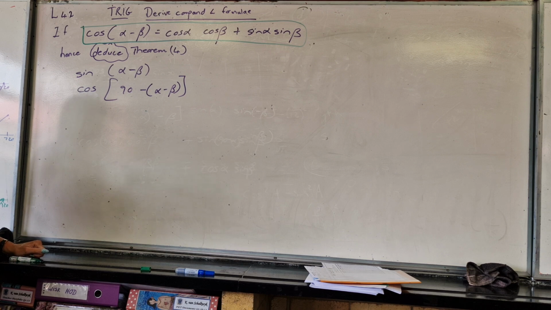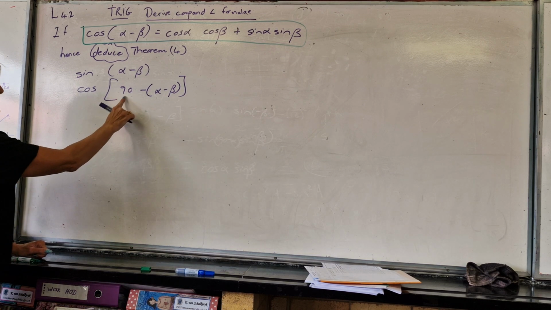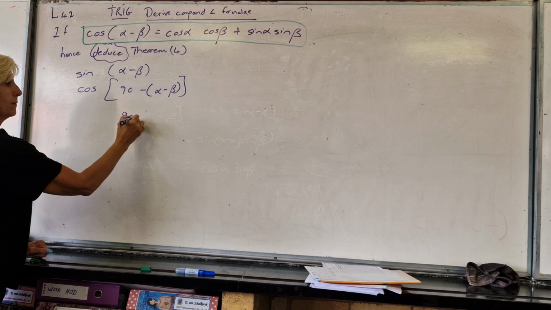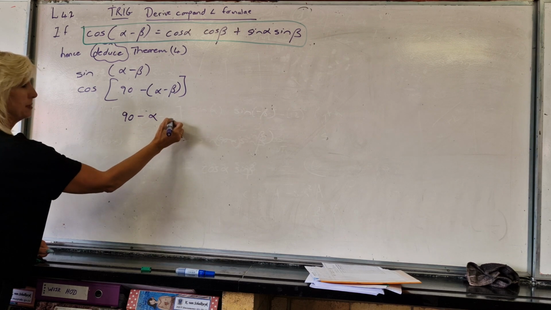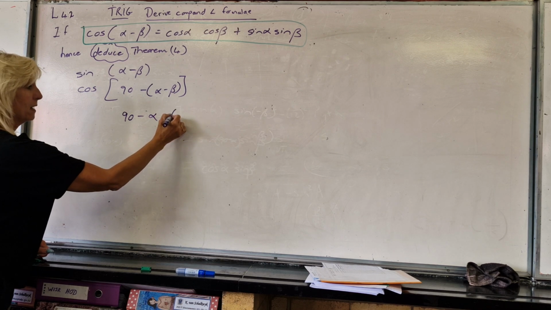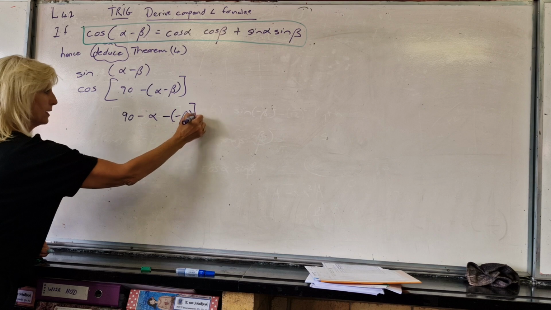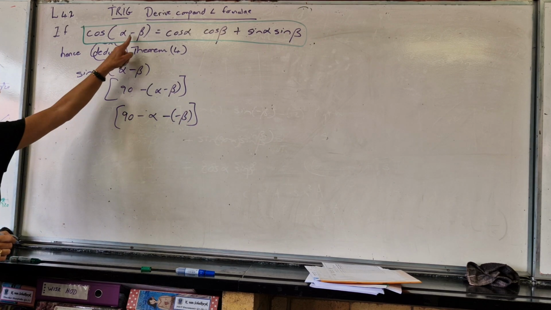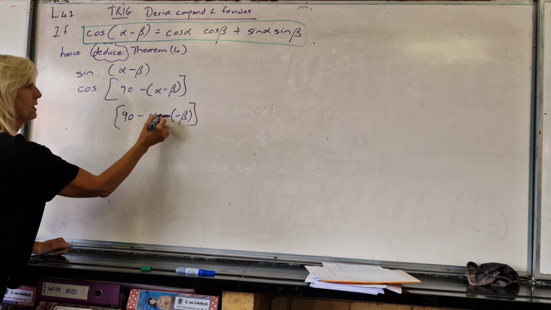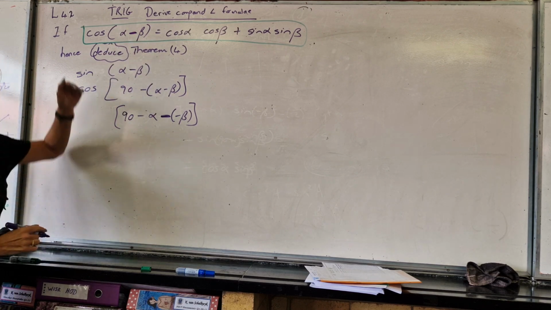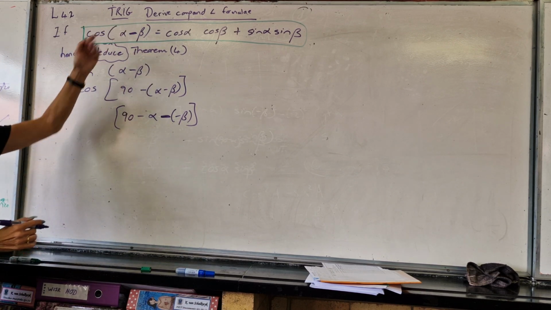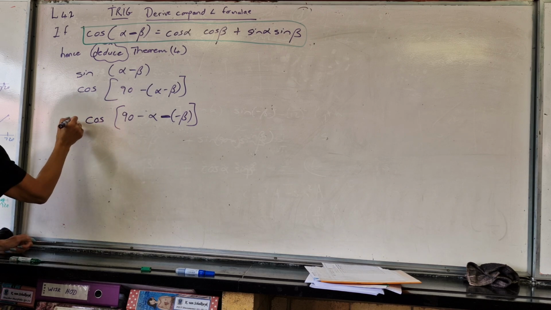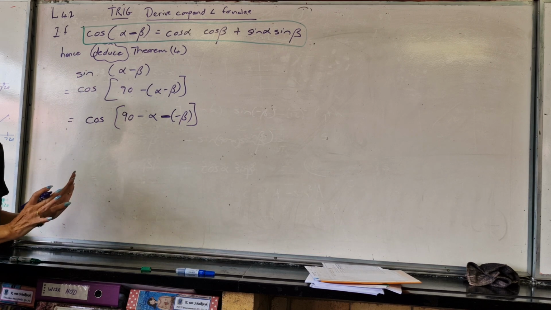But now remember, don't lose focus. It is true that it's 90 minus alpha, minus times a minus is a plus. But I am going to leave it like that because I'm forcing it to look like that. I want that minus there, according to this reasoning that I'm using. So this cos, I'm still happy that everything is fine.